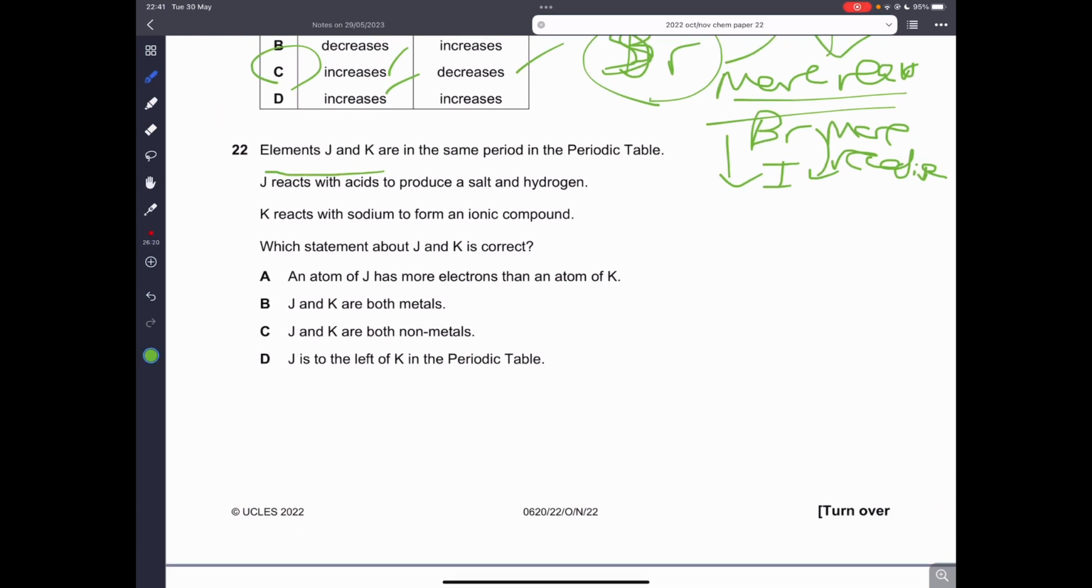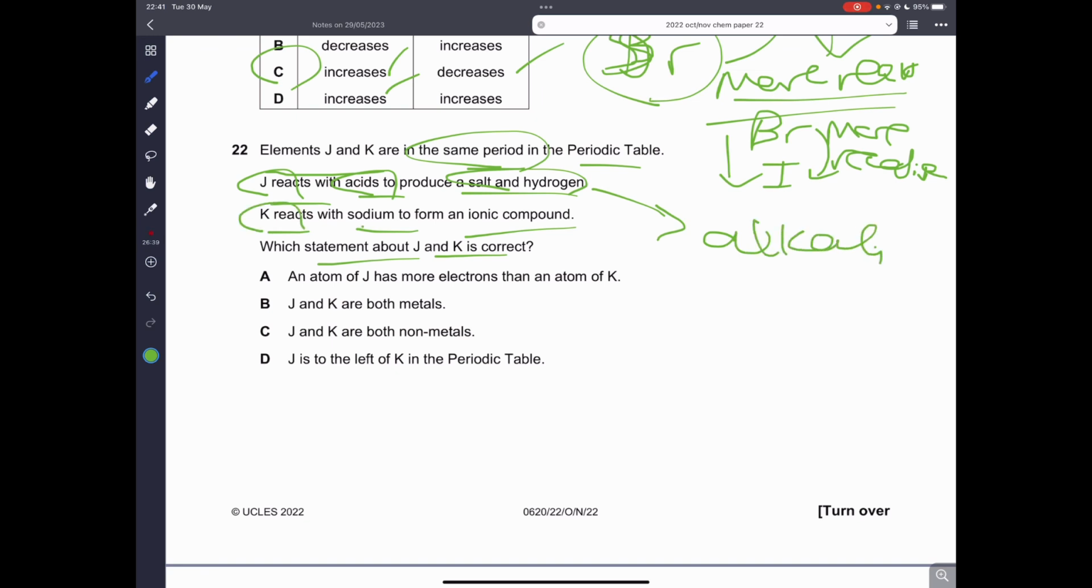22. Elements J and K are in the same period in the periodic table. J reacts with acid to produce salt and hydrogen. K reacts with sodium to form an ionic compound. Which statement about J and K is correct? Well, they are in the same period, we know that. J reacts with acid to produce salt and hydrogen, so J is a metal, something basic. K reacts with sodium to form an ionic compound, so K is definitely a non-metal. To form an ionic compound, you need both a positive ion and a negative ion.